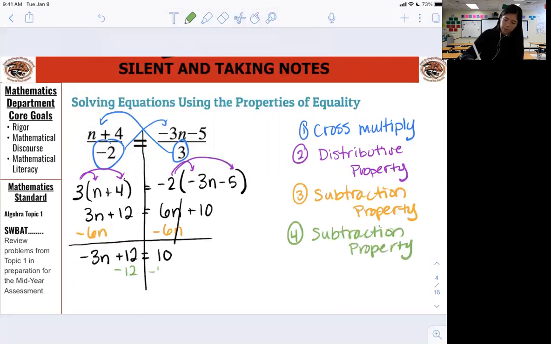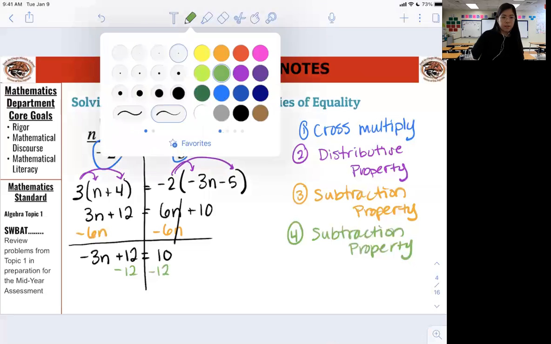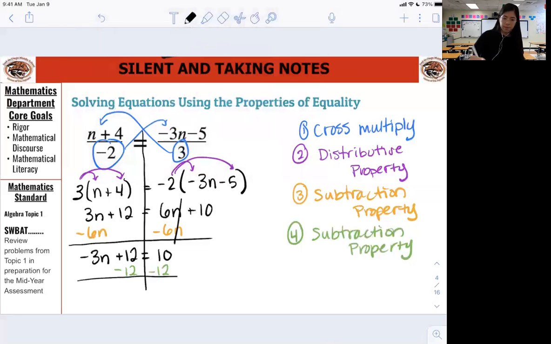Minus 12, minus 12. What's 10 minus 12? Negative 2. You have 2. Good. Okay, so this is an example. I have a question in the chat. Who would like to answer this question?